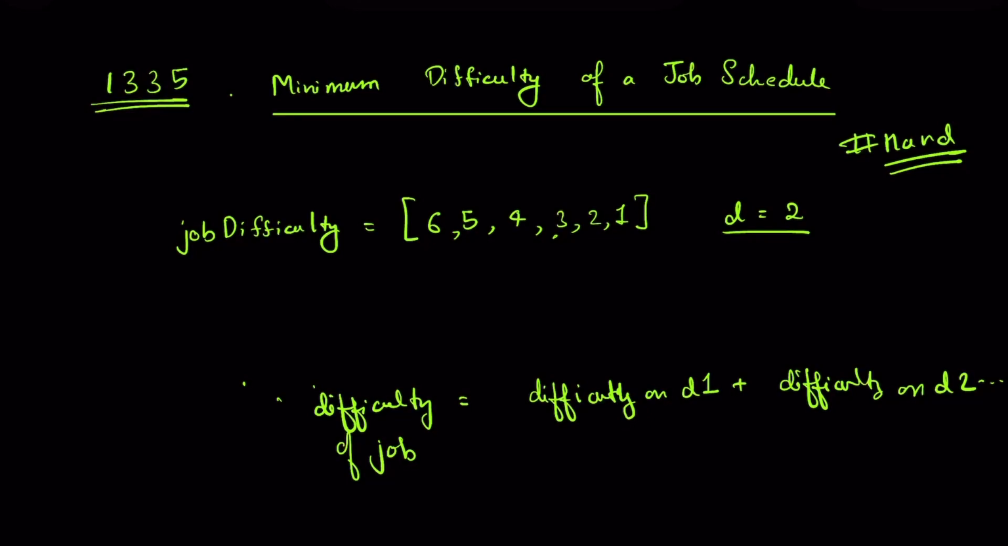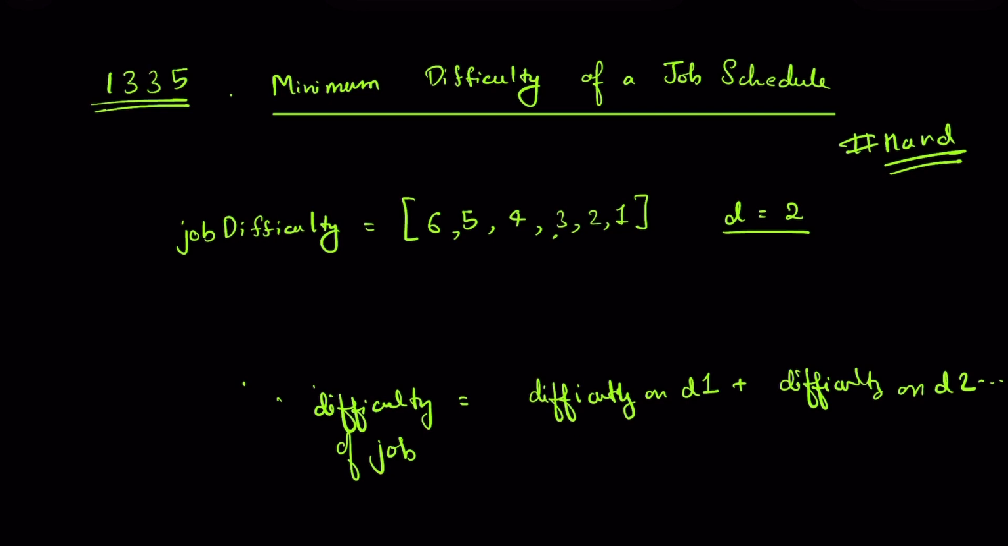Let's look at this problem. The problem is minimum difficulty of a job schedule. It is marked hard, but is not that difficult to solve. So we are given a list of jobs and number of days as D, and you are asked to divide these jobs in D days to find minimum difficulty of job schedule.